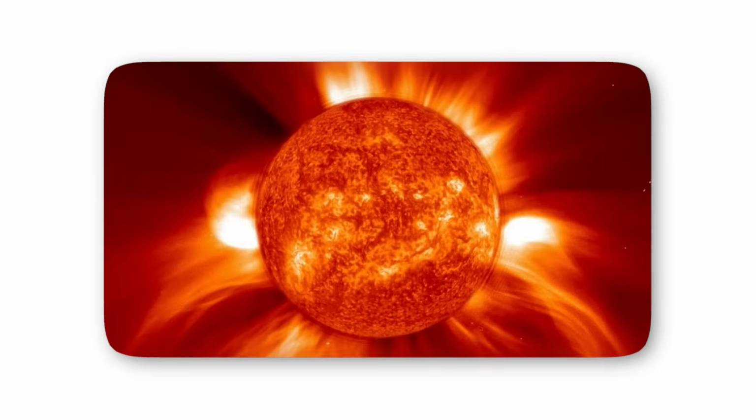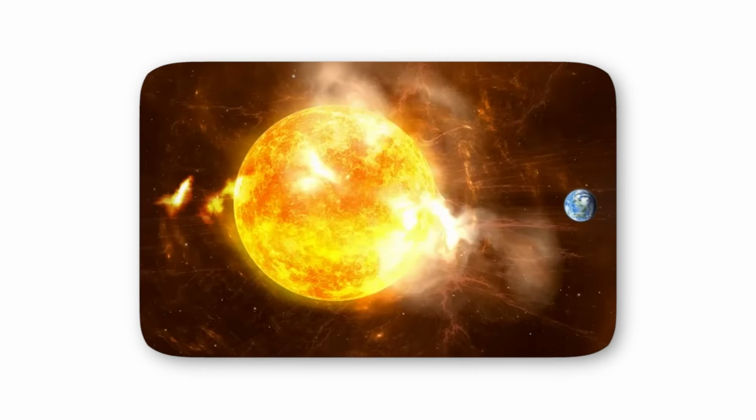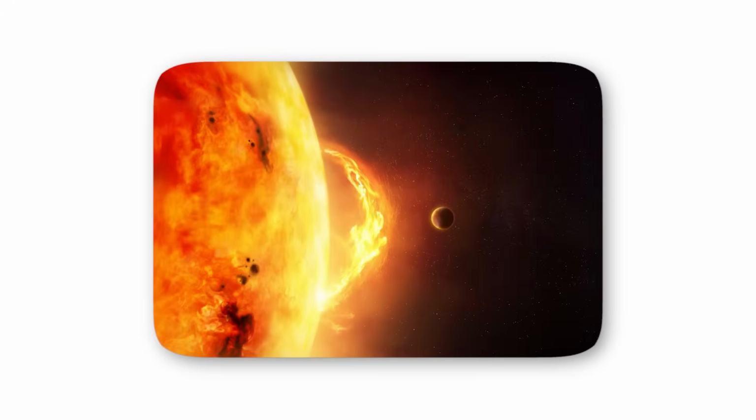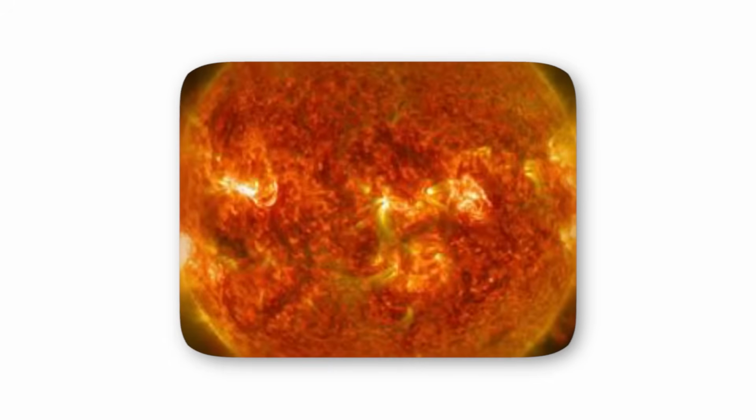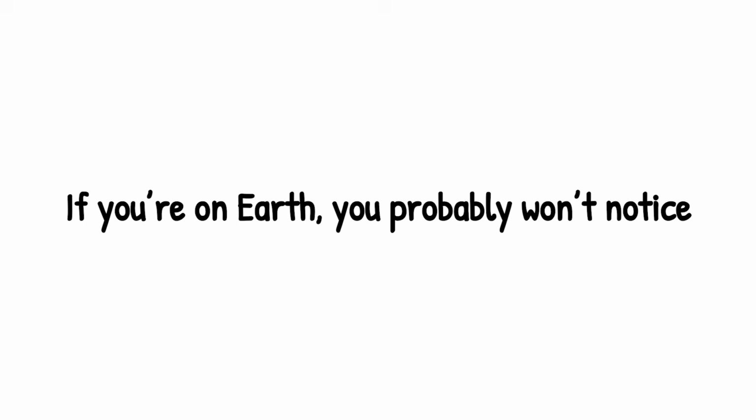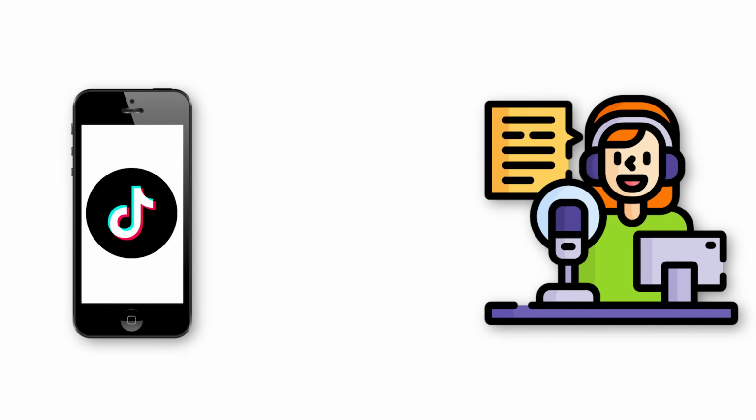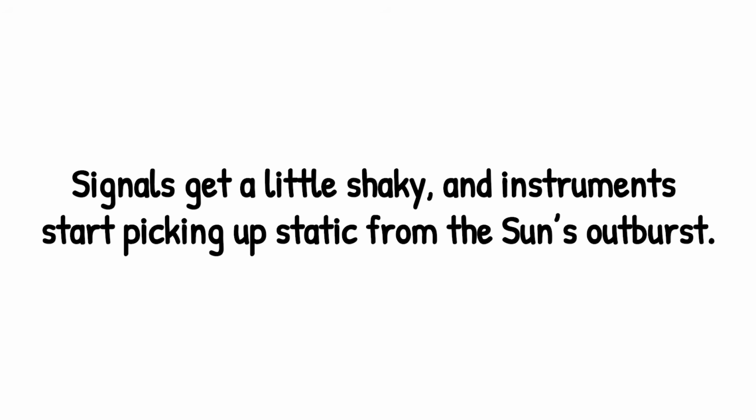Enter the B-class flare, still small on the cosmic scale, but big enough to actually tug at Earth's technology. Think of it as the sun whispering, and yet that whisper is strong enough to rattle delicate systems orbiting above us. Unlike the almost invisible A-class flares, B-class flares can cause minor radio disturbances. If you're on Earth, you probably won't notice. Your TikTok feed won't freeze, and your favorite podcast won't suddenly cut to static. But if you're a satellite cruising hundreds of miles above us, you might feel the nudge. Signals get a little shaky, and instruments start picking up static from the sun's outburst.